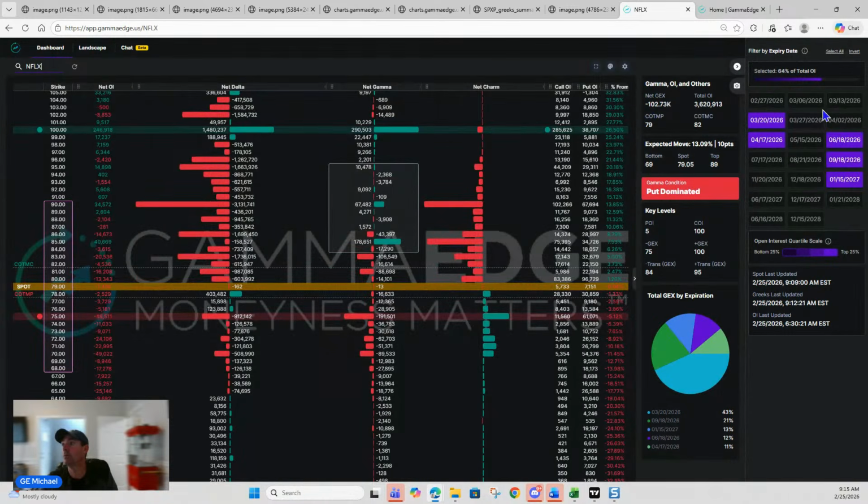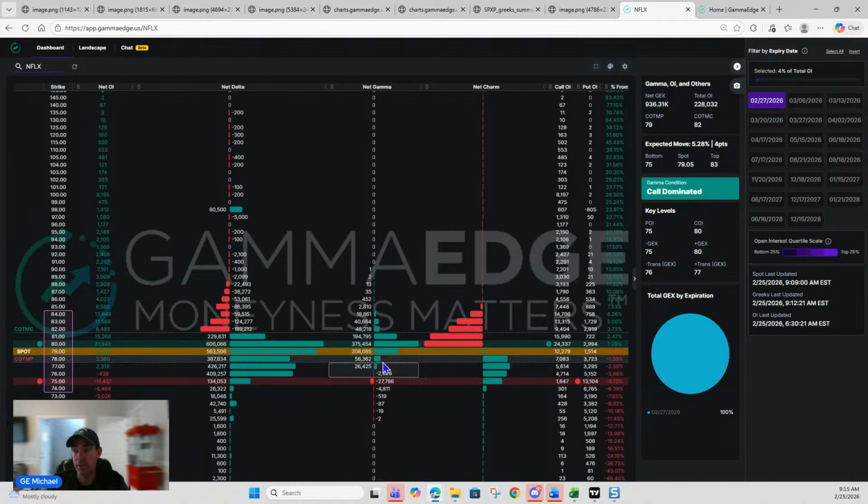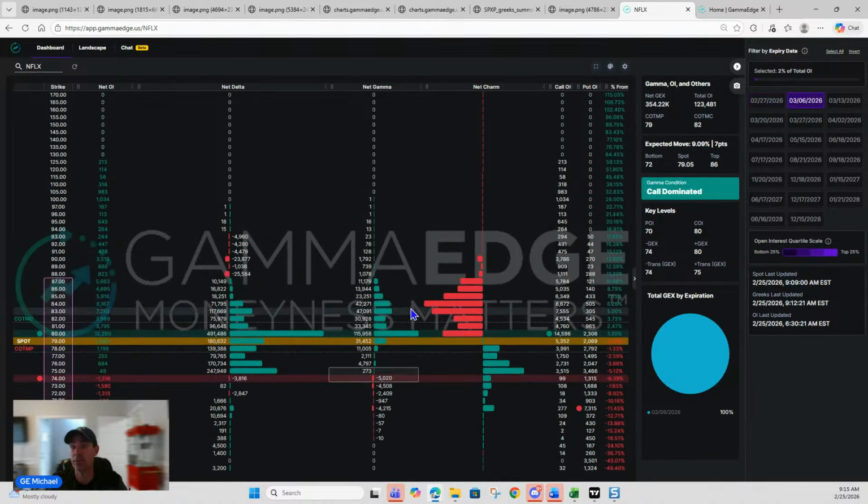Netflix, let's look at the Friday expiry. So call dominated on Netflix, you're actually above transition, so 80 to the upside. I'm going to say that's probably the cap on price for this week. And stalling, let's look at next week. Next week, 80 structure doesn't really advance much, so not anticipating much upside.